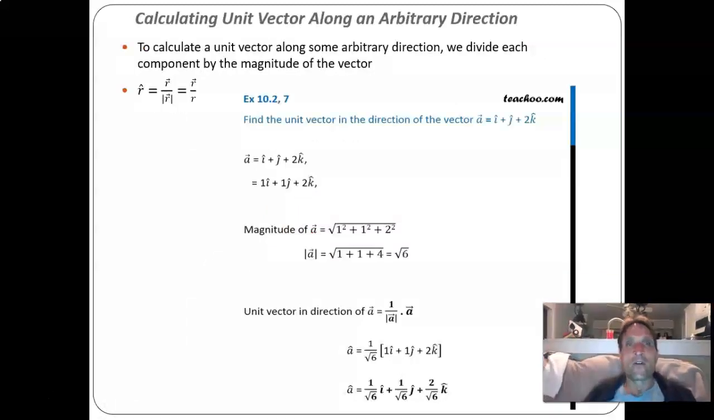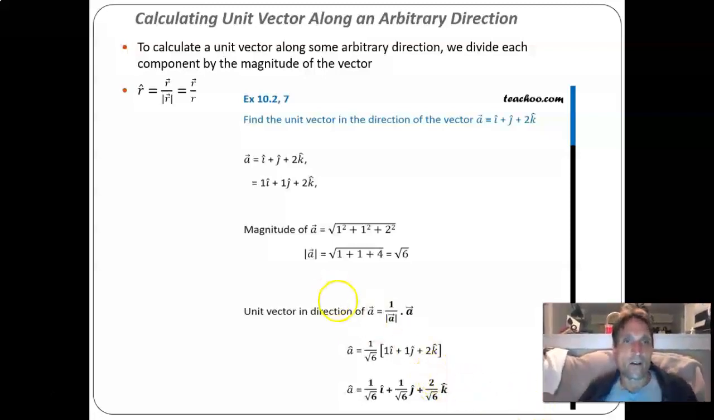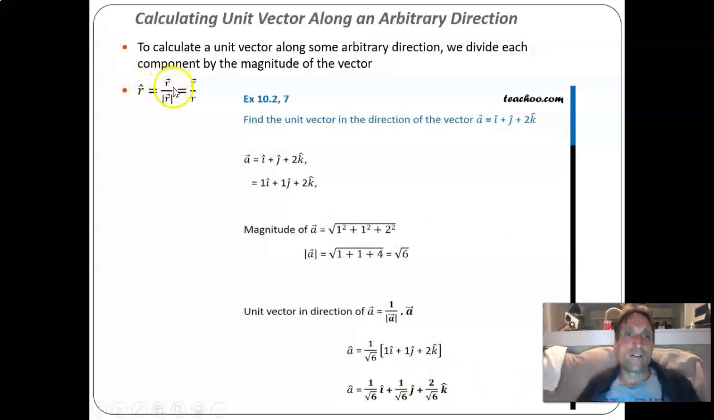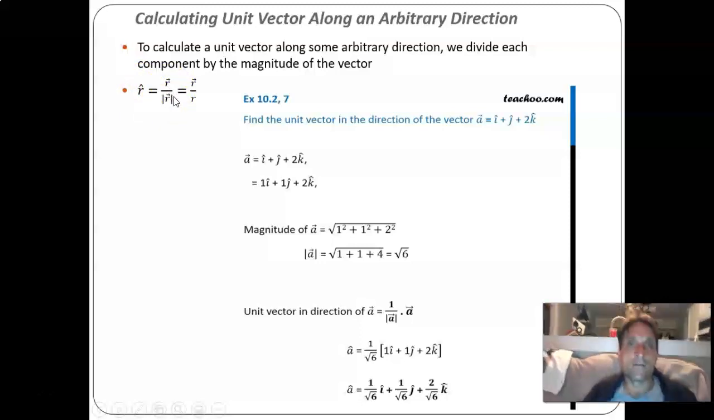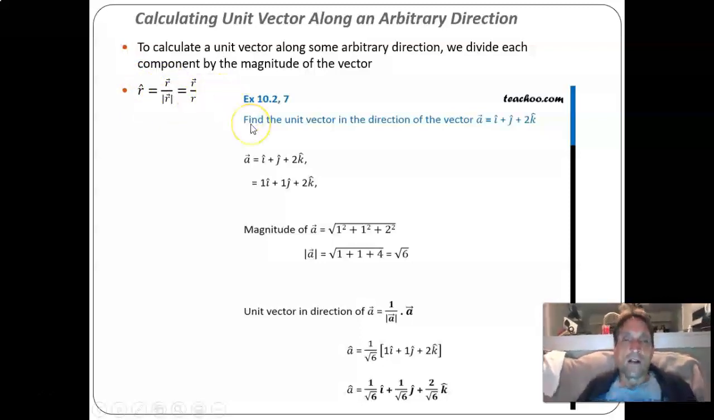Now, if you have your unit vector along some arbitrary direction that's not the x direction, the y direction, or the z, but some arbitrary direction r, we'll often need to calculate this unit vector. And to do that, the unit vector r hat along some direction defined by r is just the vector r divided by its magnitude. So here's an example.